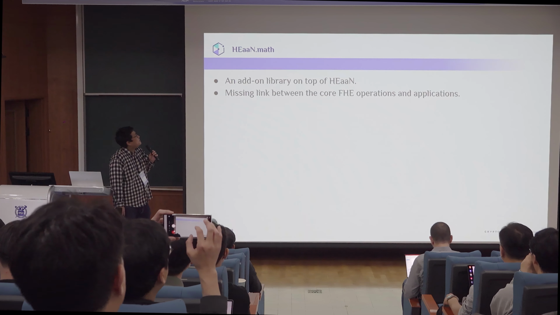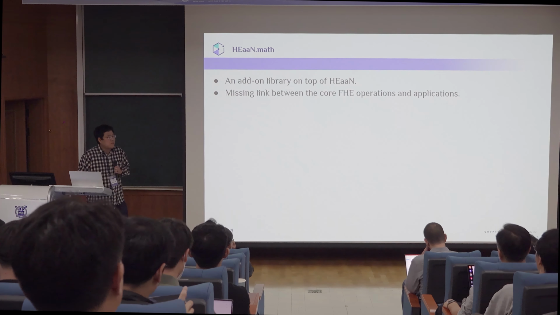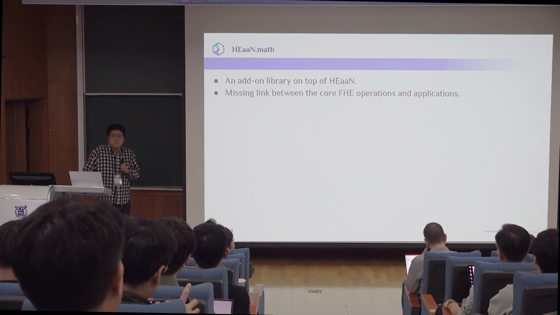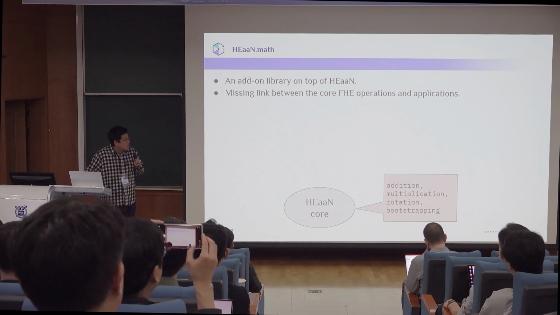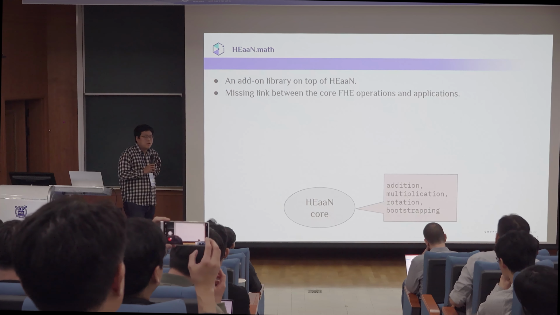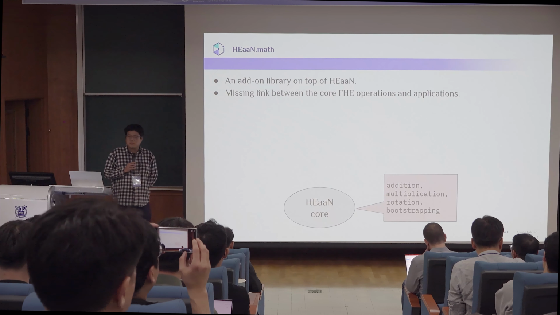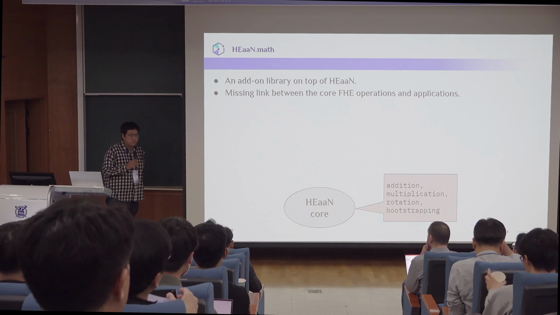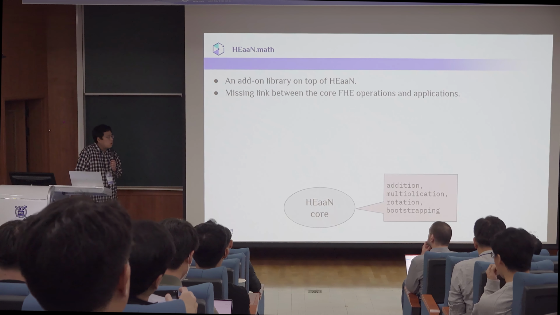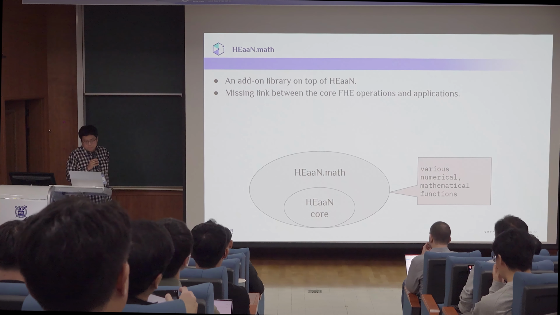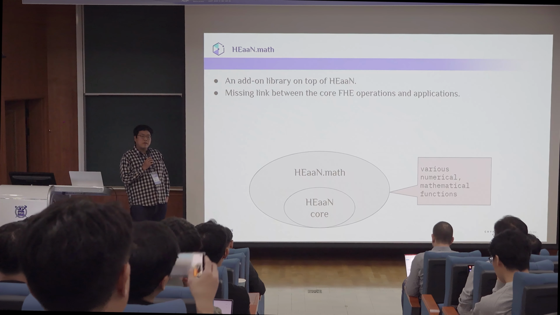So HEaaN.Math is an add-on to the core part HEaaN library, and it's basically a missing link between the core part FHE operations and the applications. What I mean by that is the core part HEaaN library provides basic arithmetic operations such as addition, multiplication, rotation, and of course bootstrapping, because we are doing all FHE now. On top of this core part, we have HEaaN.Math, which provides a lot of mathematical and numerical functions.